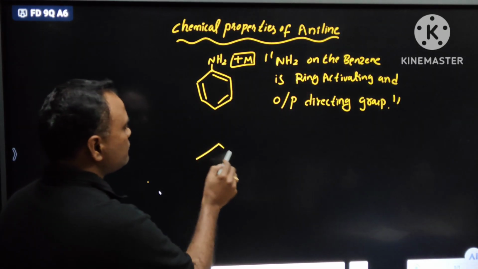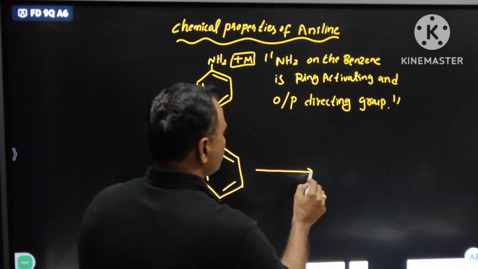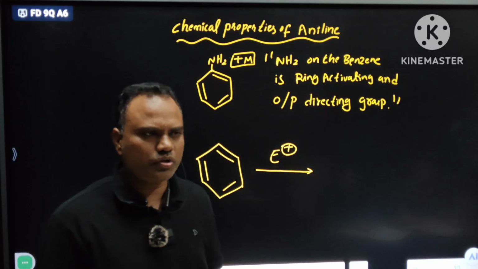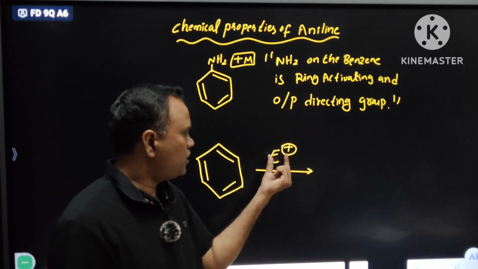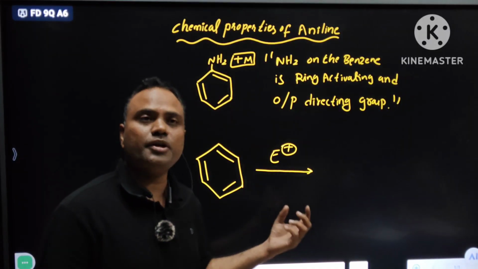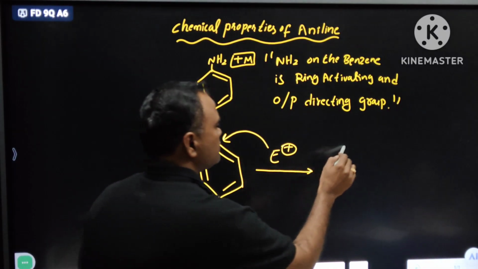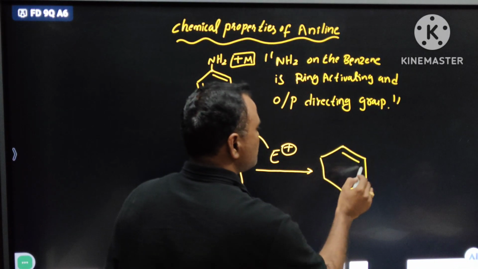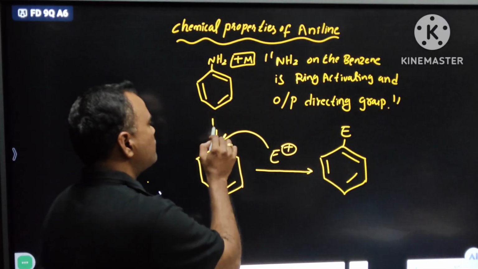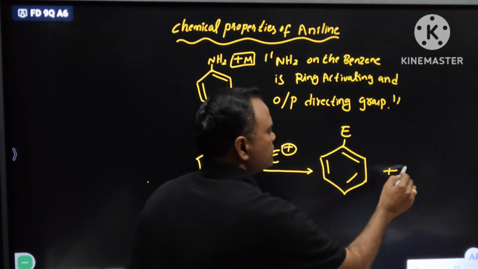Let us take one electrophile. Benzene itself acts as a nucleophile. Benzene is considered as a nucleophile. Electrophile attacks nucleophile, and this is called aromatic electrophilic substitution reaction. Here hydrogen is there, no? That hydrogen will come out as H+.